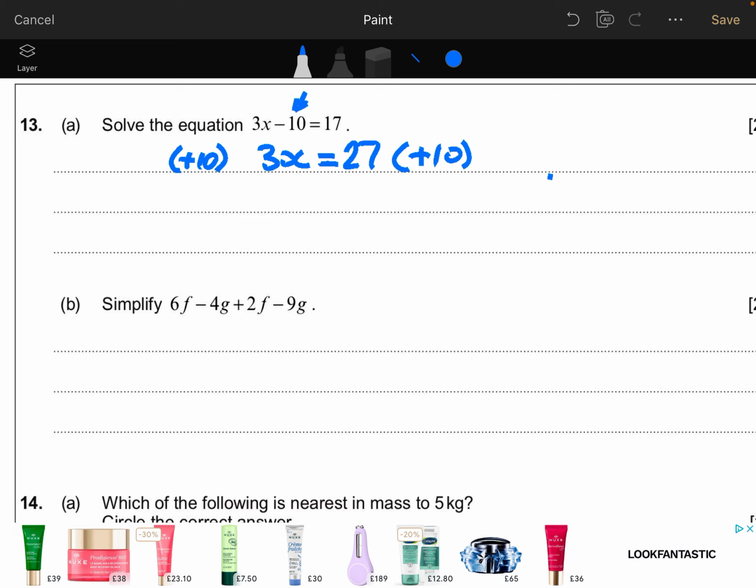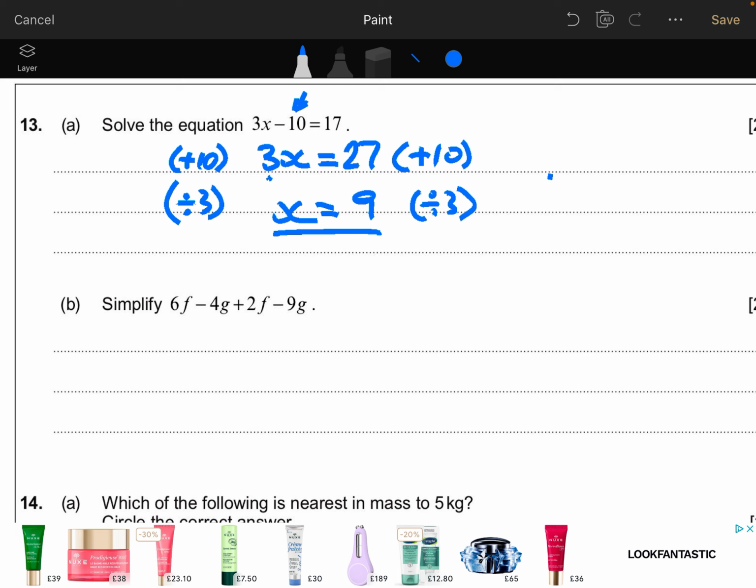Now to get rid of the 3 here, this is 3 times x, so I'm going to divide by 3. That gives me x here, and then I'm going to divide the other side by 3 as well. So 27 divided by 3 is 9, and that's my answer. Part B is a simplify question. This means gather the like terms together.